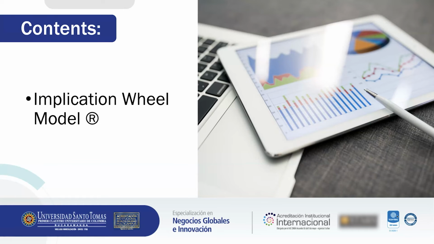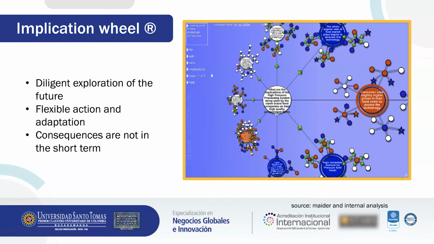Contents: Implication Wheel Model. Forecasting. The implication wheel is based on three ideas. First, diligent exploration of the future gives a definitive advantage. Second, flexible action and adaptation allow companies to succeed. Third, consequences are not in the short term, so long-term consequences of every decision must be known in advance. This will allow us to change movements and adapt as the VUCA environments demand.